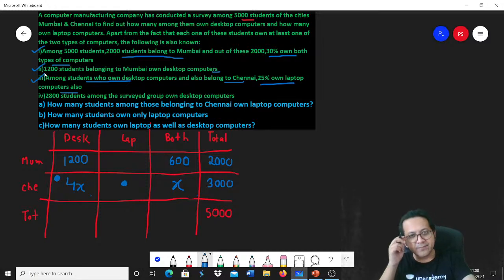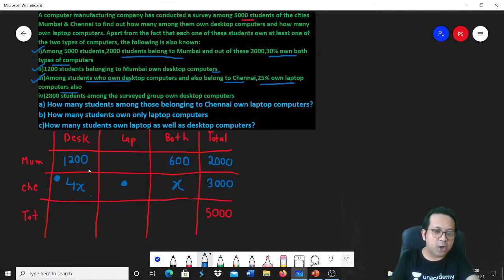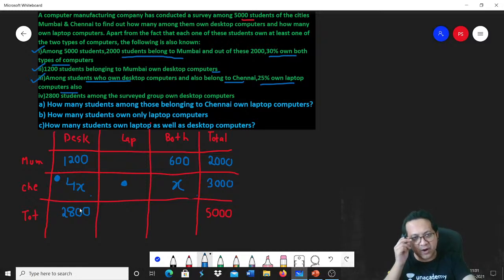Next, 2,800 students among the surveyed group own desktop computers. So the total of desktop is 2800. Correct? Fine. Now think about it. We are done with all the clues. It's now all about solving this case.